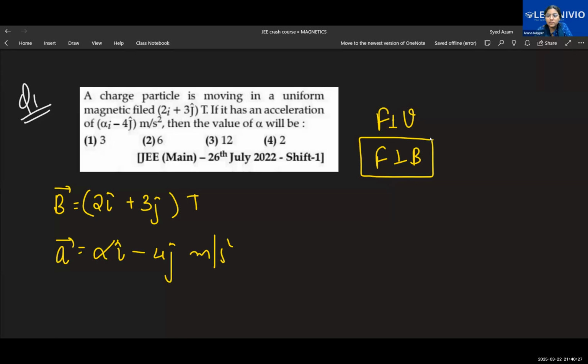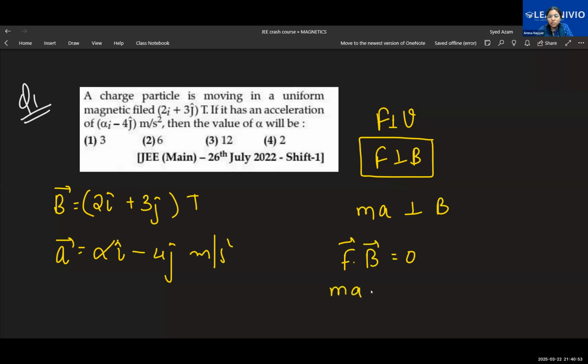Force is equal to ma, mass into acceleration. So we can say m into a is perpendicular to the magnetic field, right? So if these two quantities are perpendicular, we can say the dot product will be 0. For force and magnetic field, the dot product will be 0.